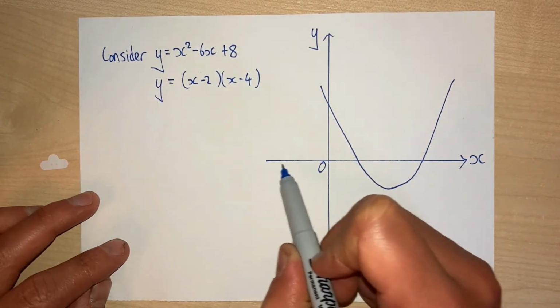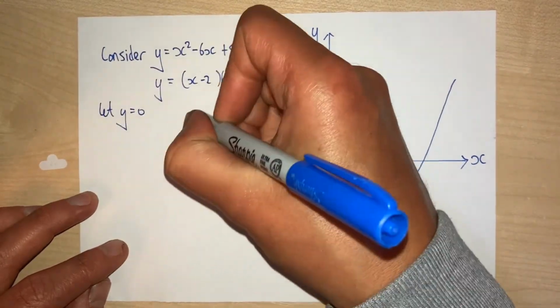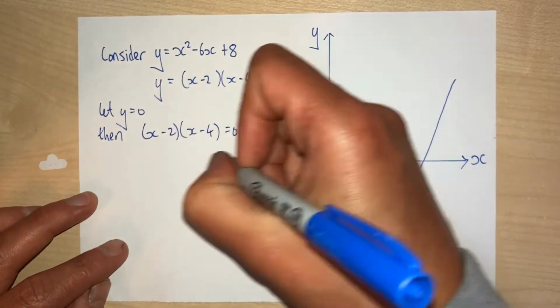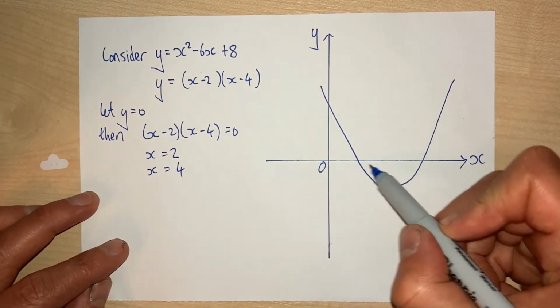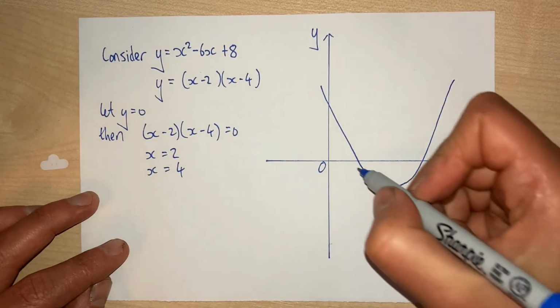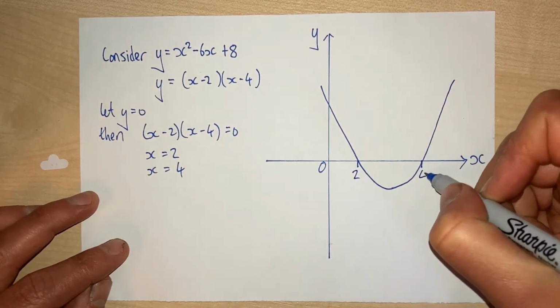Y equals 0 being the x-axis. Let's do that now. Solving this gives us these 2 points of intersection with the x-axis. Here we have 2 and here we have 4.